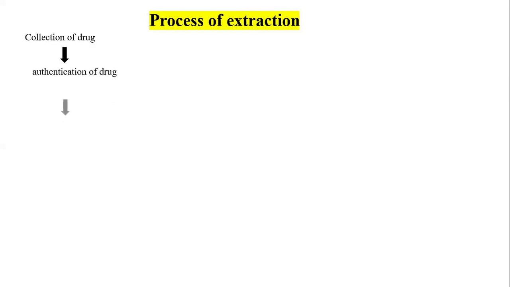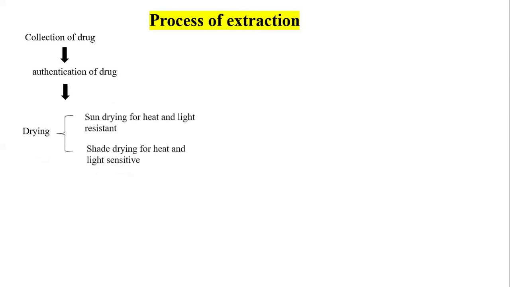Okay. Then the drying process should be carried out, either by the shade drying method or the sun drying method. The drug material which is not affected by light or heat is to be dried using the sun, whereas volatile oil containing drug materials are to be dried in the shade. So these are the two methods of drying.